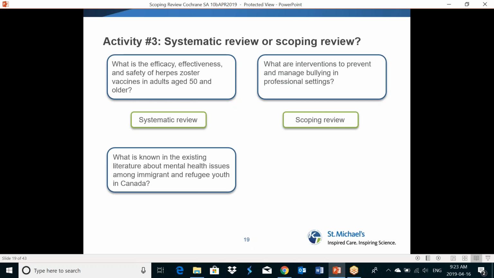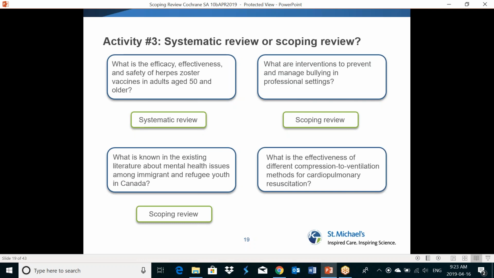If someone's asking a question, what is known in the existing literature about mental health issues among immigrant and refugee youth in Canada? You can see this is a very broad research question. So we would likely be doing a scoping review. And then if we were interested in the effectiveness of different compression to ventilation methods for CPR, again, very, very specific. So this would be a systematic review. So just to get people thinking, if it's very specific, it's likely a systematic review. And if it's broader, it's likely a scoping review.